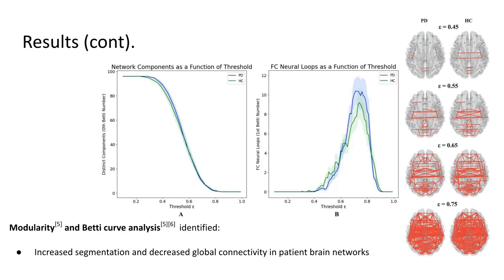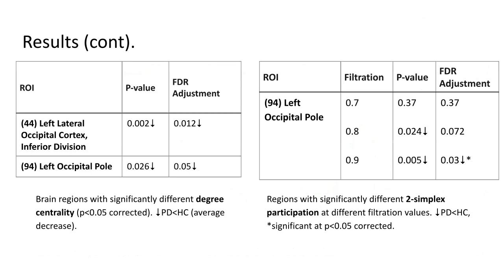The first Betti curve on the right of the figure shows a rapid increase and spike in the PD group, indicating that the PD networks had more neural loops than the control networks. This suggests that the brain networks of the PD group were more isolated and internally connected than the control networks.